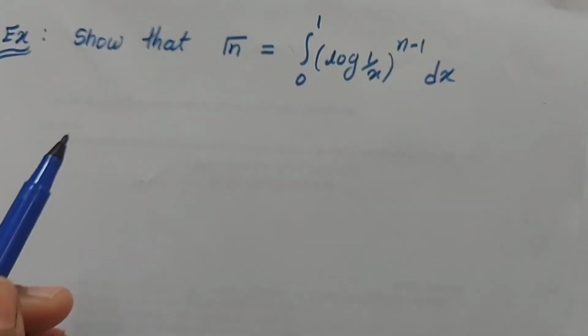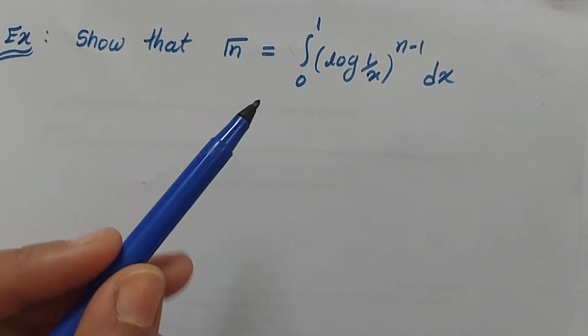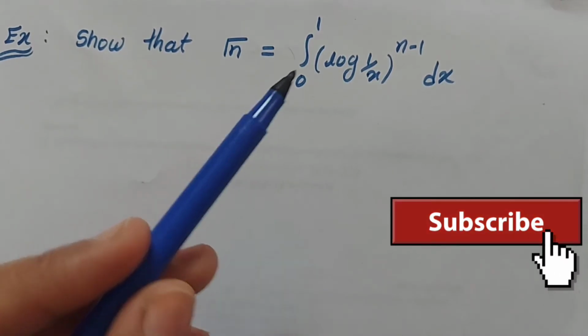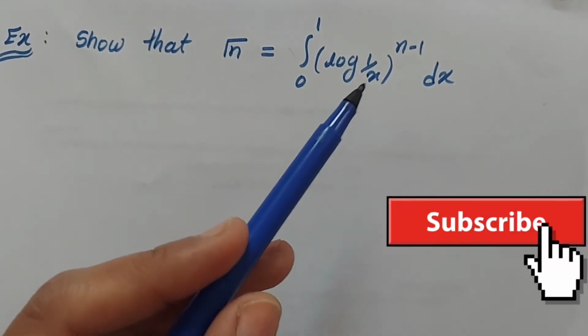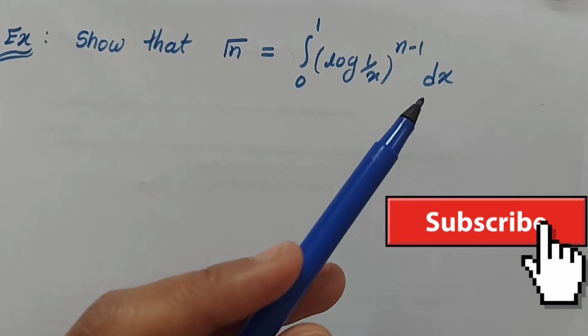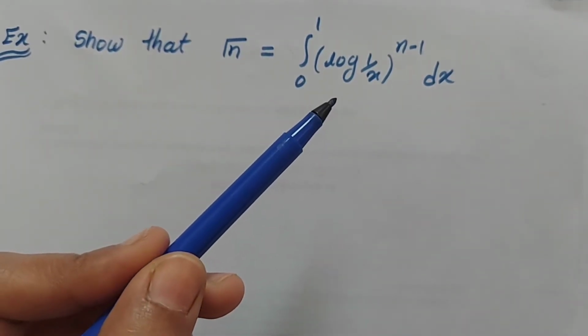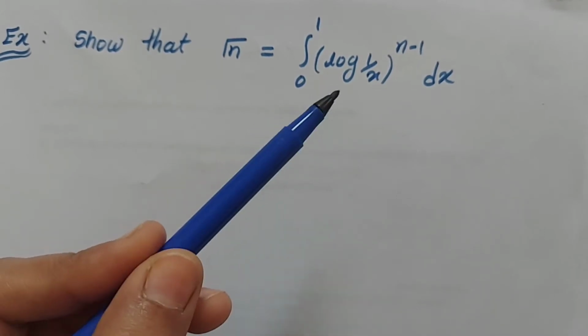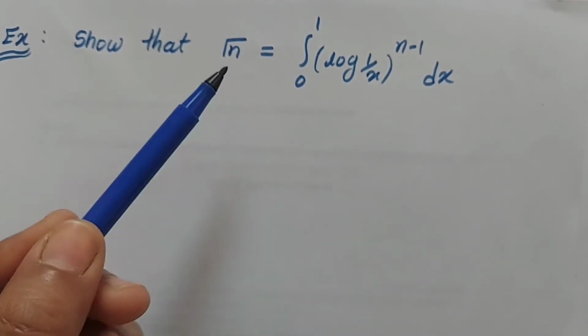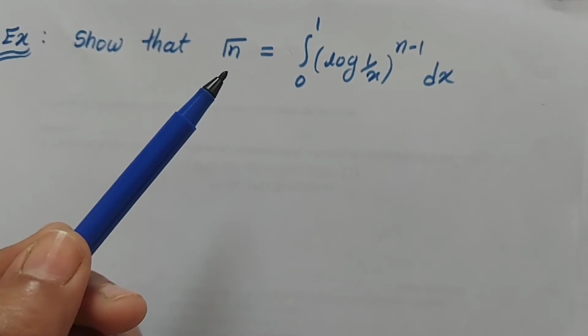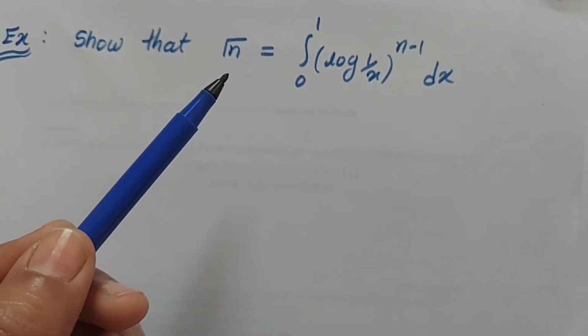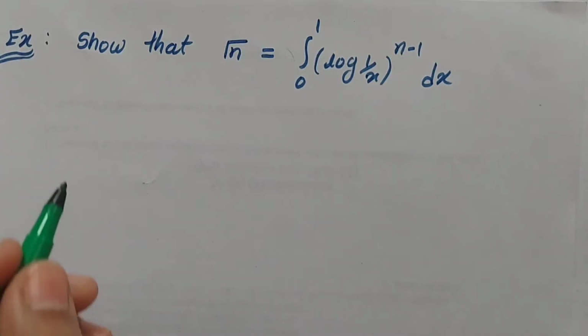Here, the first example is we have to show that gamma n is equal to the integral from 0 to 1 of log of 1 by x raised to the power n minus 1 dx. Now here, I take the right hand side, simplify this term, and show that after simplification we get gamma n. For that we must know the definition of gamma function, which we have already discussed in the last lecture.